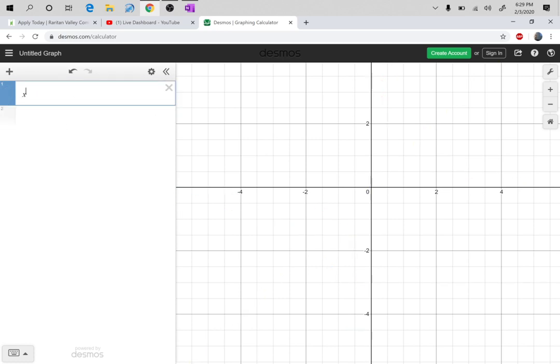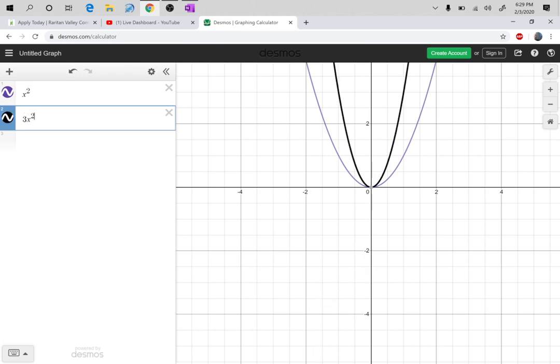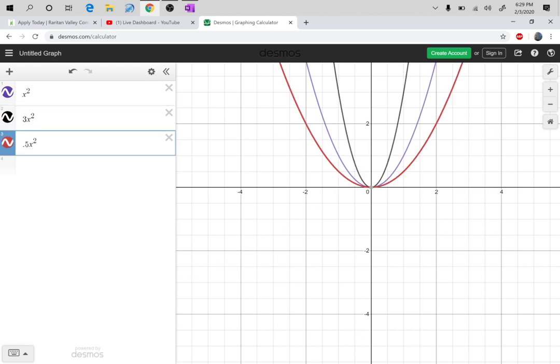So here's x squared, 3x squared. That's the black one. And then we can do half x squared, which is going to open wider because instead of stretching it up, it shrinks it. So when you squish the purple a little bit, it kind of opens out more. So half, 0.5 of x squared is the red one, and you see it's a little bit relaxed.